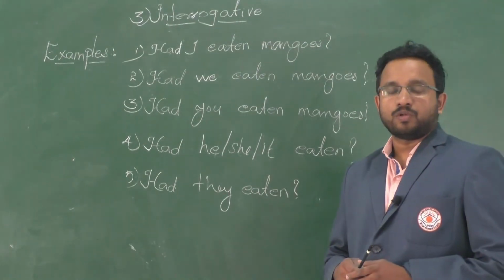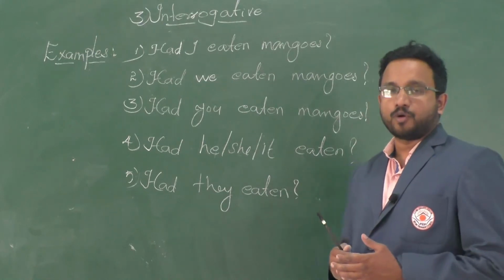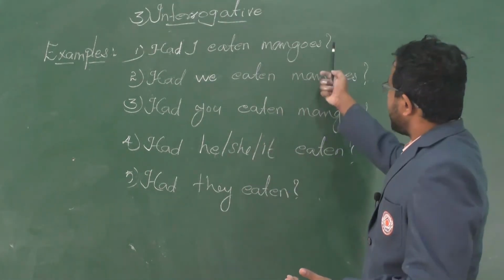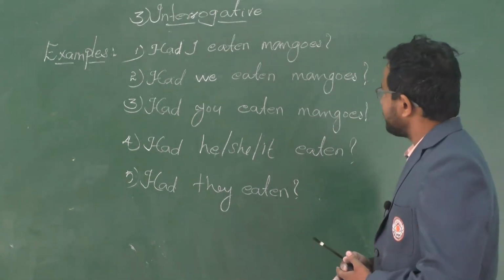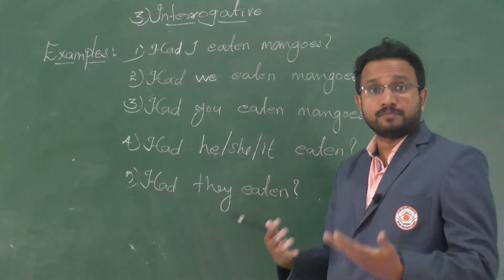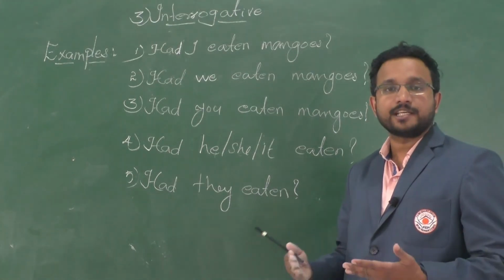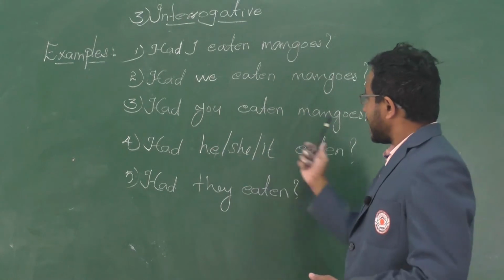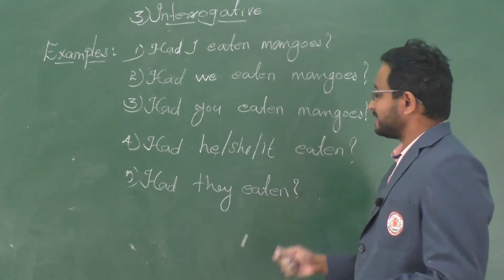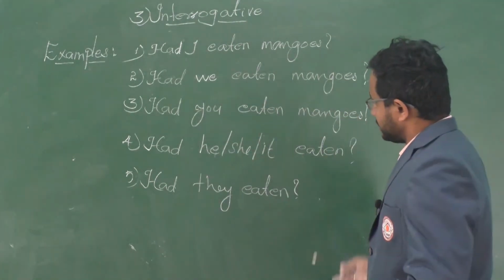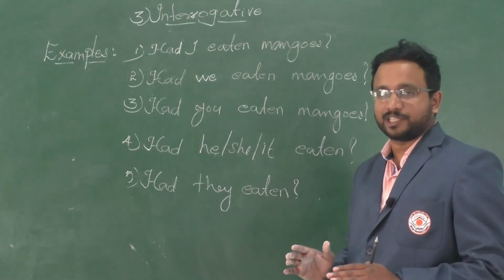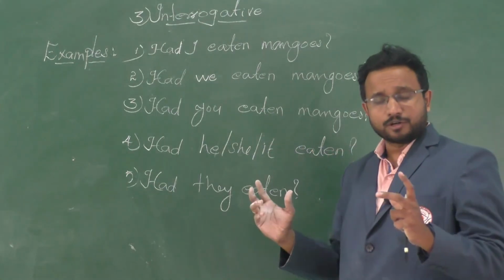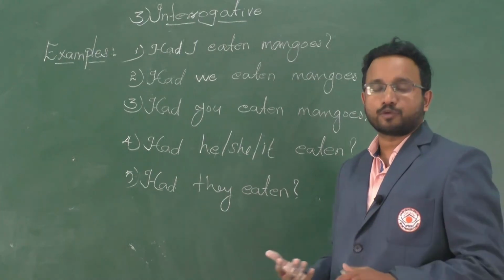Dear students, now let's look at some interrogative formations or statements. Had I eaten mangoes? Interrogative, therefore question mark. Had I eaten mangoes? Had we eaten mangoes, or had we helped you? Had we taken your pencil? Had we visited the United States? Any verb. So, had you eaten mangoes? Had he or she or it eaten? Had they eaten? Played? So dear students, this is the formation. This is the way you have to ask direct questions. Okay? So once again, look at the formation and look at the examples and look at the rule and try to use a variety of questions.